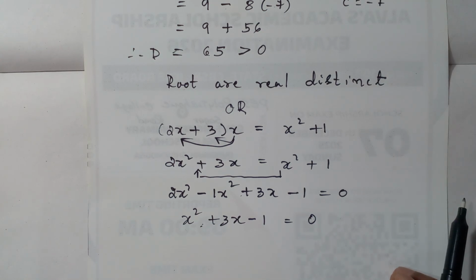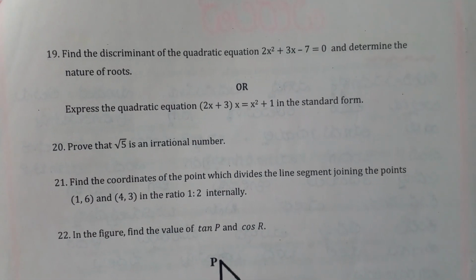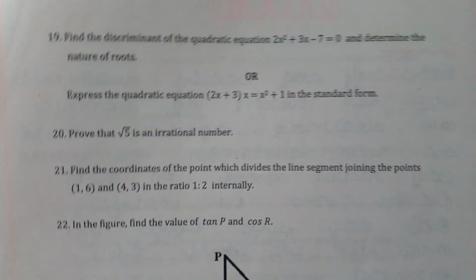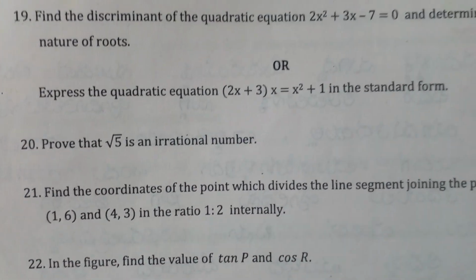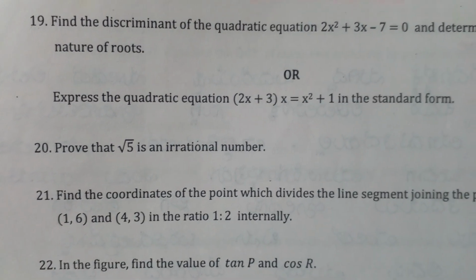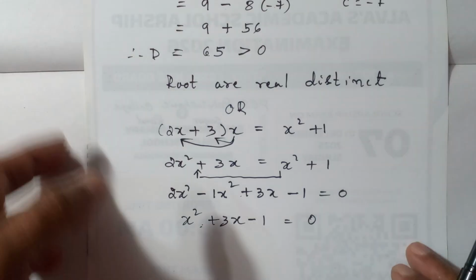Okay. After that, I need to take the next one. That is, prove that root 5 is an irrational number. Here, a compulsory question can be asked. What is the question? Prove that root 5 is an irrational number. 20th question. Let us see how to prove that one.